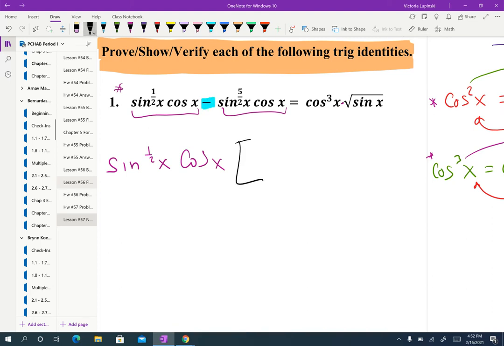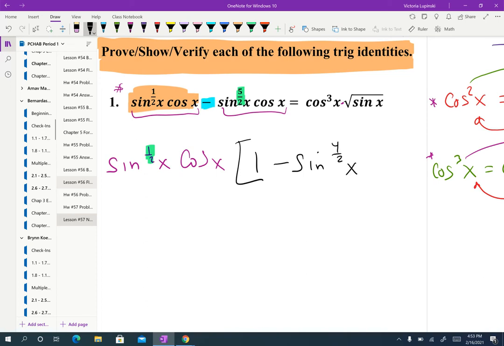So now, taking a look at this first term, if you took out the sine to the 1/2 and you took out the cosine, you took out everything and you're just left with a 1. Then it's a minus. If you took out sine to the 1/2 away from sine to the 5/2, you would be subtracting those. So 5/2 minus 1/2 is how you know you're left with sine to the 4/2 x.